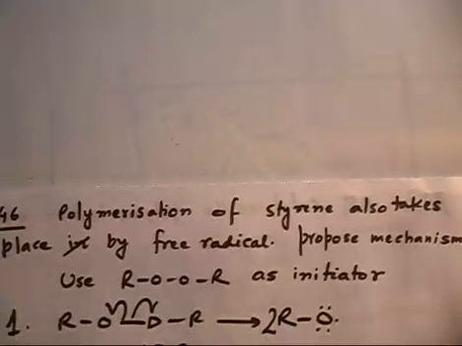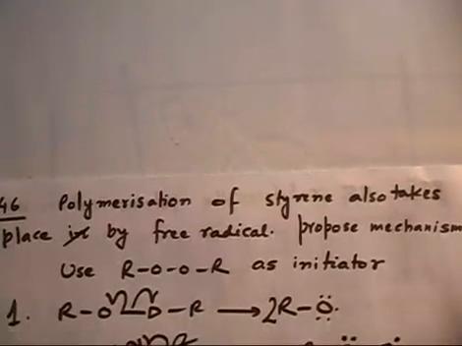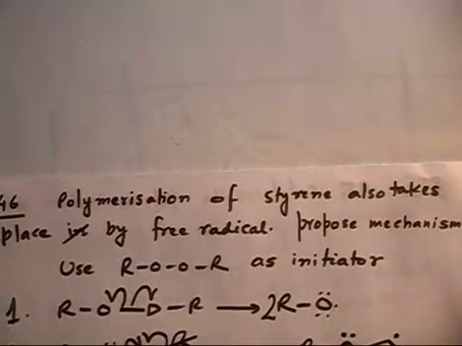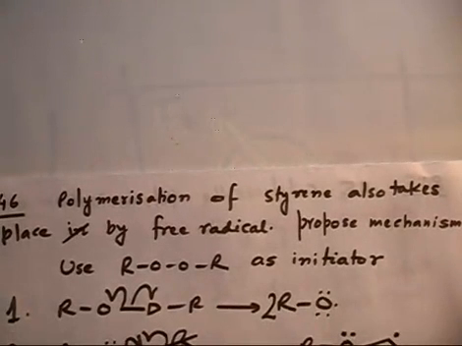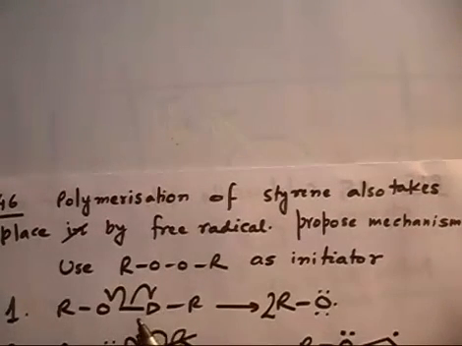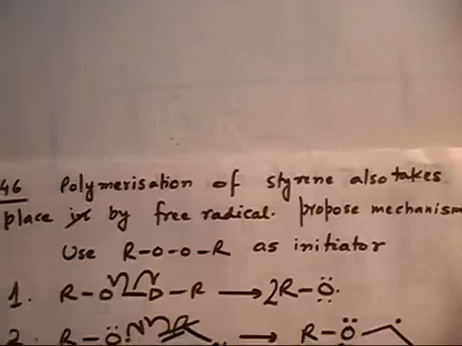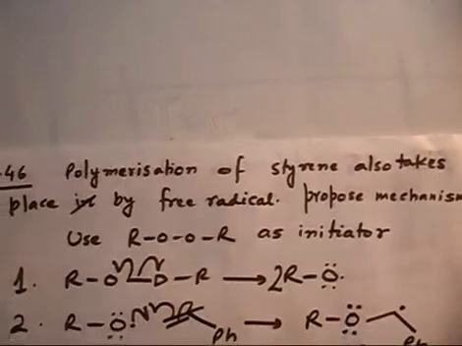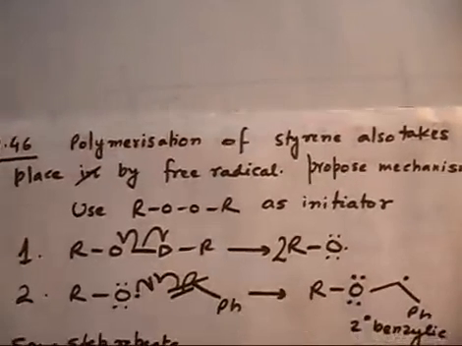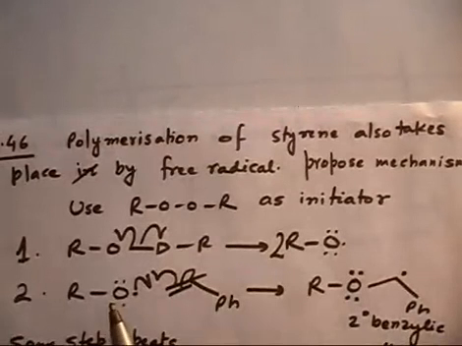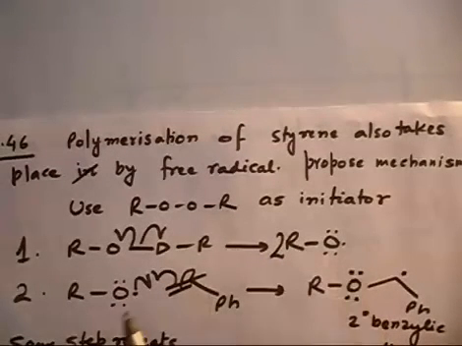So let me solve this one. Now I have ROOR. We have said many times, whenever you have ROOR, the peroxy bond, the O-O bond, cleaves homolytically. So I have cleaved this bond homolytically. One electron goes to this oxygen, another electron goes to this oxygen. So I have 2 RO dot. Now 1 RO dot will initiate the chain. This is a chain initiation step. Now the next step is the chain propagation step.